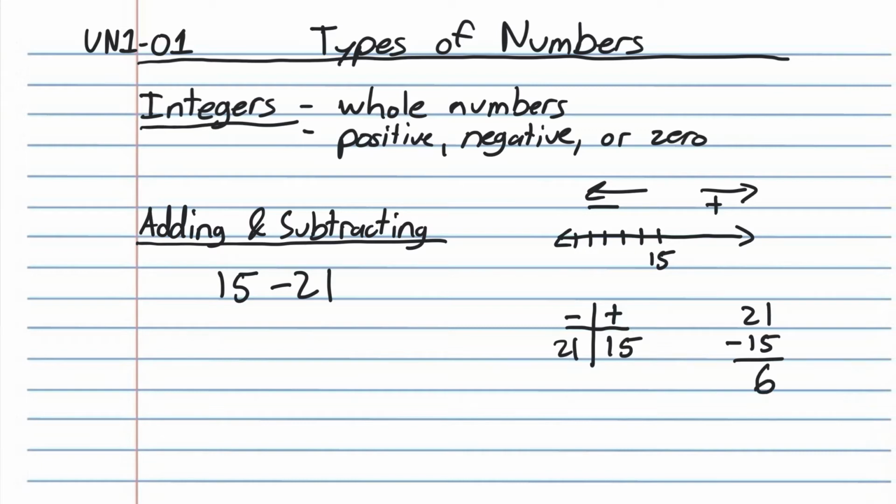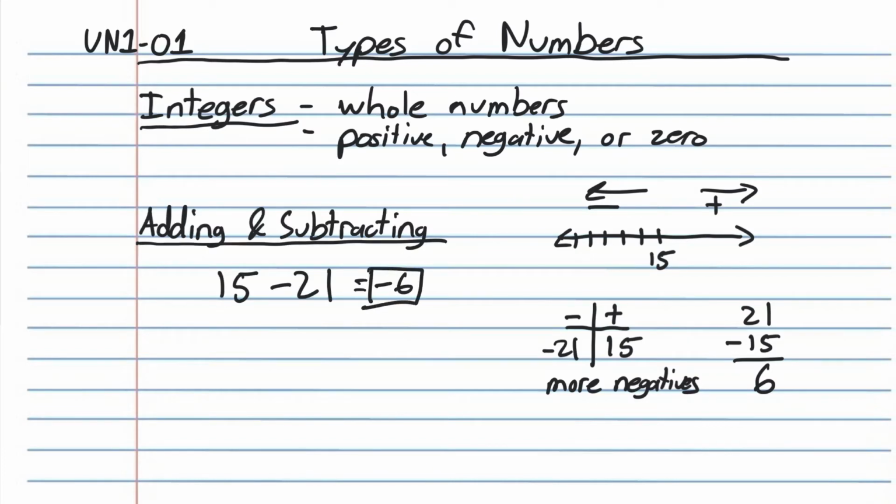However, 6 is not the correct answer, right? Which one had the higher number? Well, there were more negatives than there were positives, okay? Because there were more negatives, our final answer, the leftovers, must also be negative. Okay, so be careful of that.